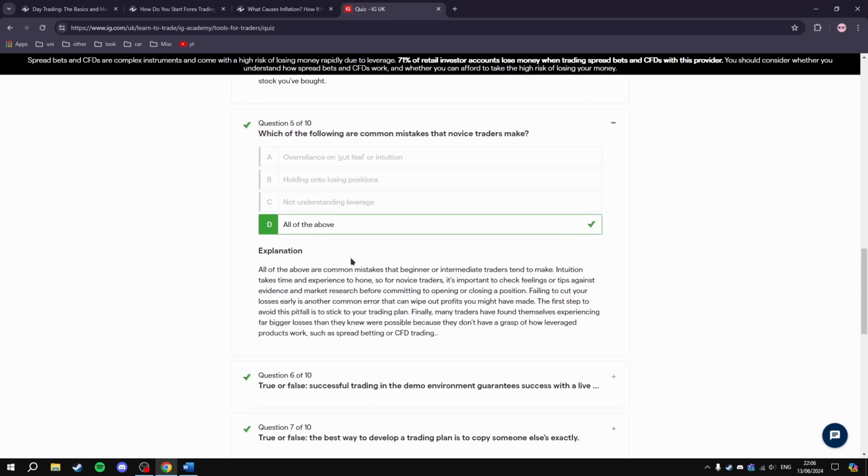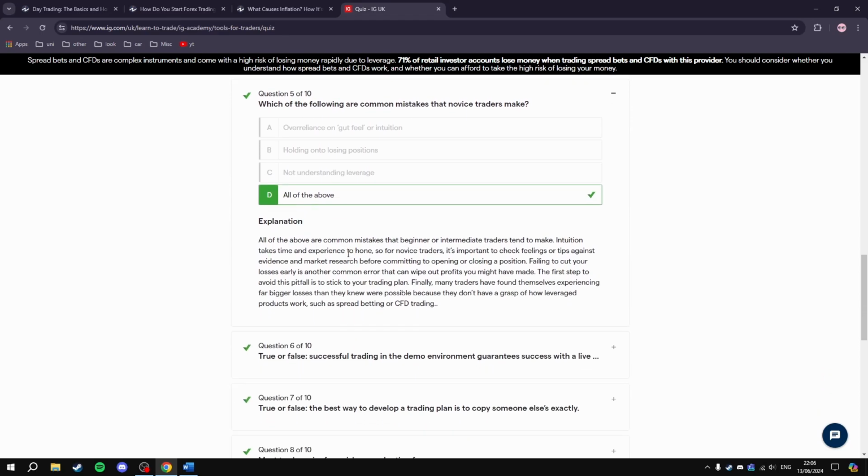A common mistake that novice traders make. All of the above are common mistakes that beginner or intermediate traders tend to make. Intuition takes time and experience to hone, so for novice traders, it's important to check feelings or tips against evidence and market research before committing to opening or closing a position.